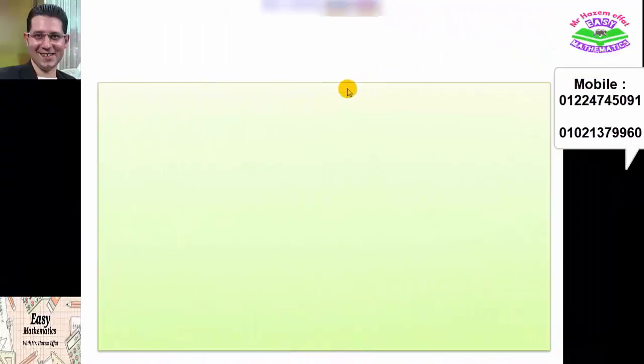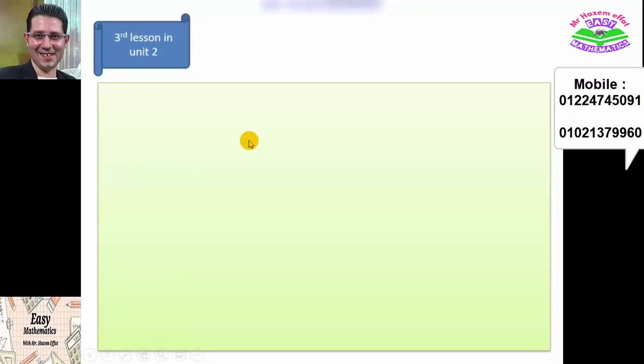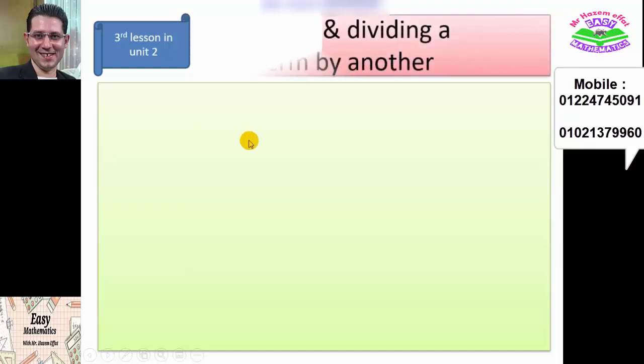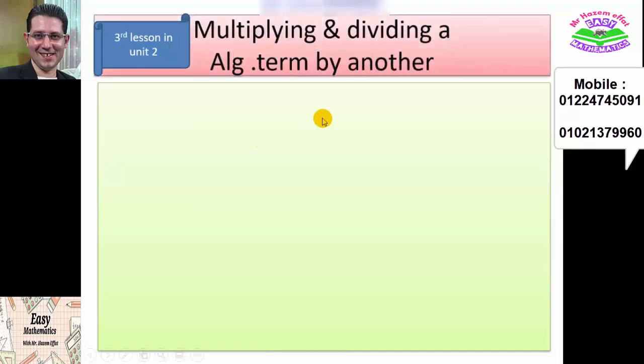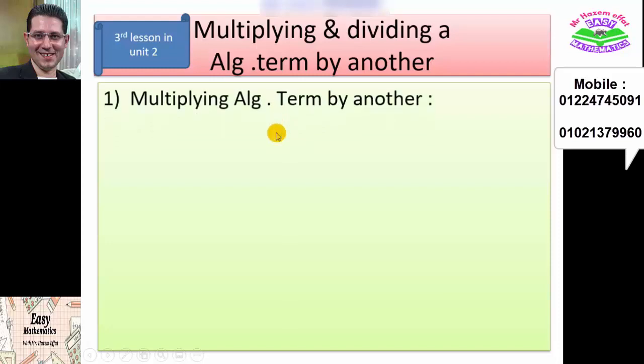Hello my dear students, today we're going to talk about the third lesson in Unit 2 in Algebra: how to multiply and divide an algebraic term by another. Number 1, multiplying an algebraic term by another.